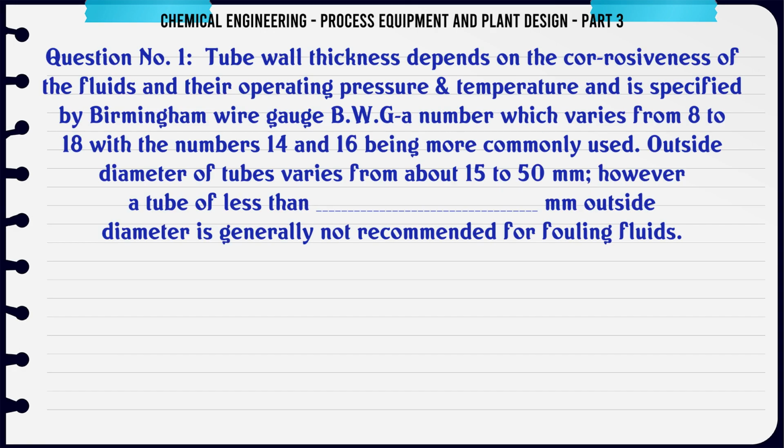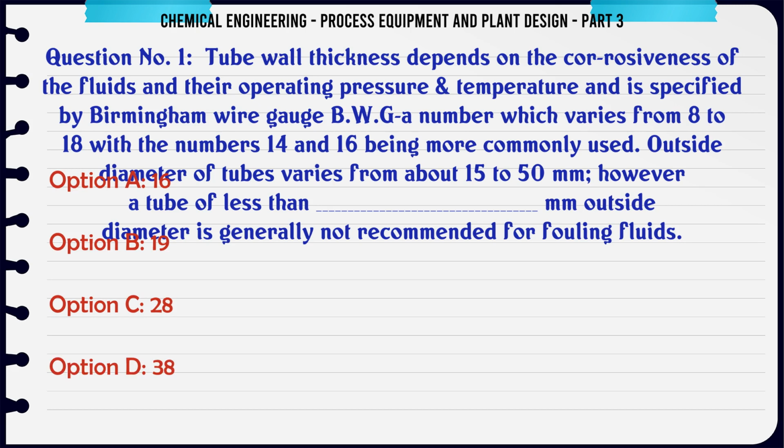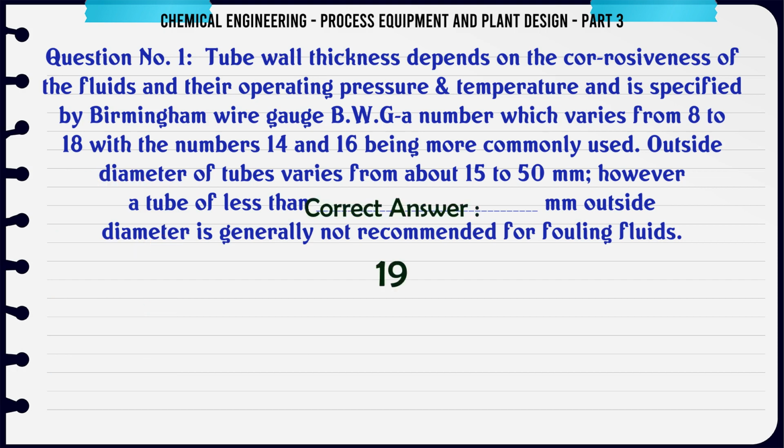Tube wall thickness depends on the corrosiveness of the fluids and their operating pressure and temperature, and is specified by Birmingham wire gauge, B.W.G, a number which varies from 8 to 18, with the numbers 14 and 16 being more commonly used. Outside diameter of tubes varies from about 15 to 50 mm. However, a tube of less than outside diameter is generally not recommended for fouling fluids. A 16, B 19, C 28, D 38. The correct answer is 19.